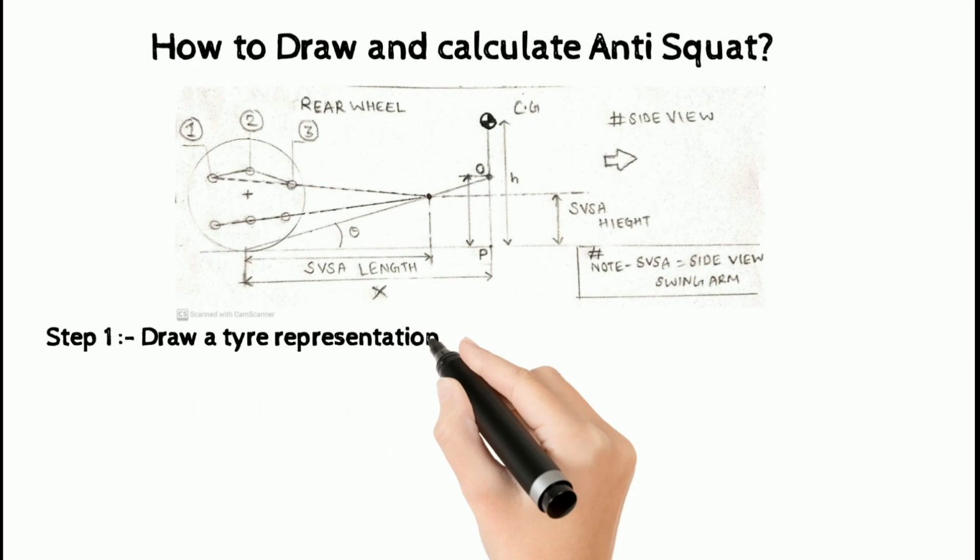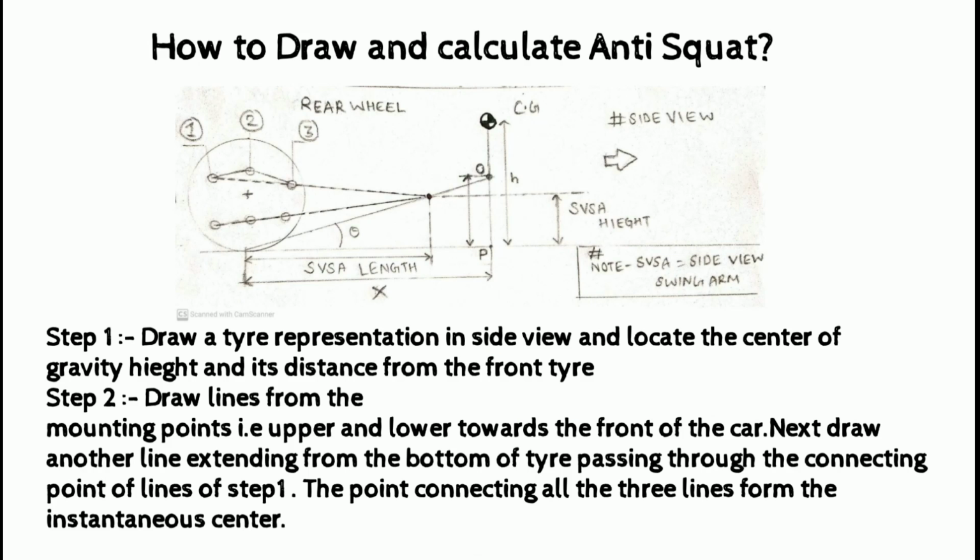Now we will see how to draw and calculate anti-squat. For the first step, draw a tire representation in the side view and locate the center of gravity height and its distance from the front tire. Now, for step 2, draw lines from the mounting points, that is the upper and the lower wishbone, towards the front of the car.